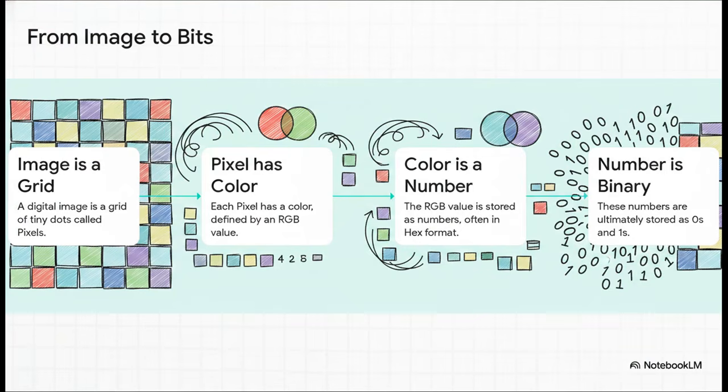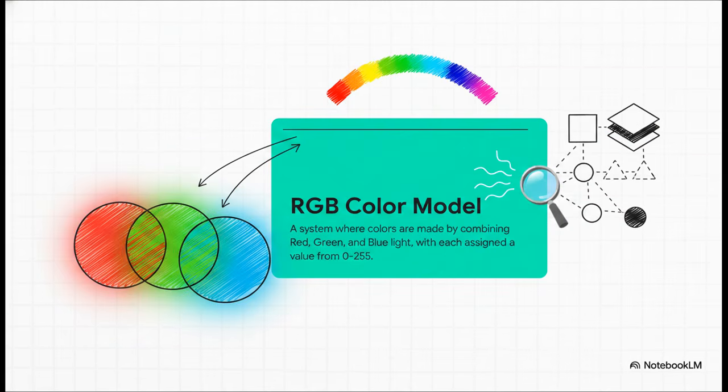This slide really breaks it down perfectly. What we see as a smooth, continuous image is actually just a giant grid of tiny little squares called pixels. Each one of those pixels is assigned a very specific color, and that color is defined by a set of numbers. And those numbers, of course, are ultimately converted all the way back down into binary for the computer to store.